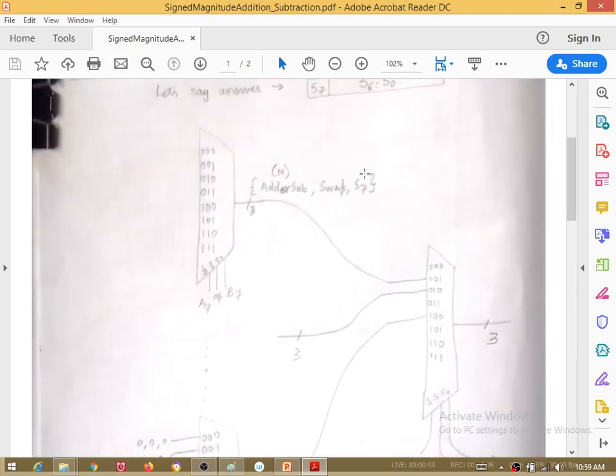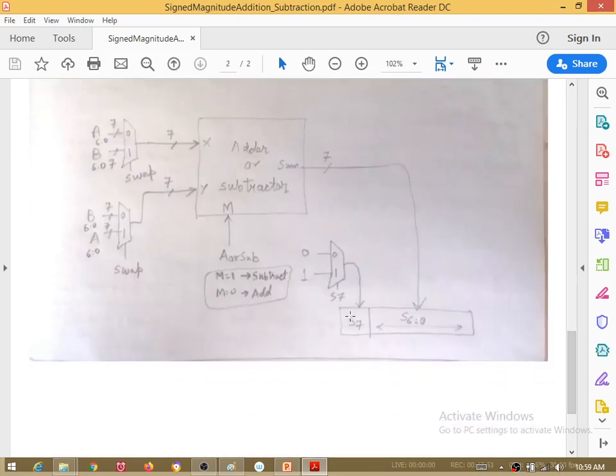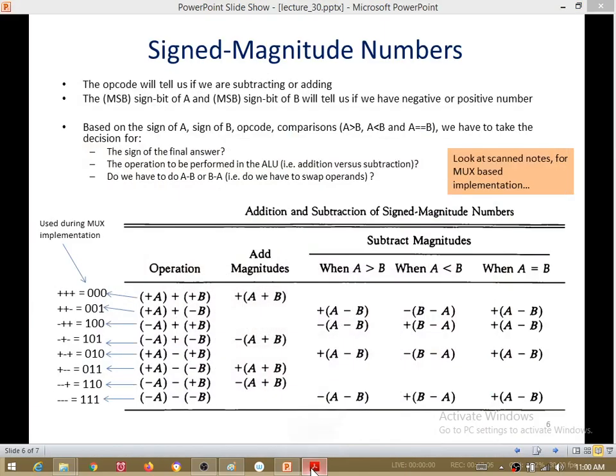And then S7. S7 is the sign of the final answer, and that is basically controlled by S7. If S7 is 1, I am passing a 1. If S7 is 0, I am passing a 0. So the sign of the final answer also we need to generate, based on this particular table. So this is the sign of the final answer.